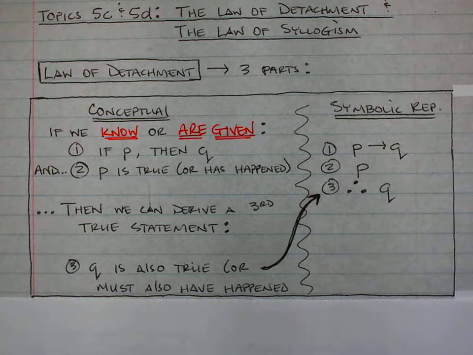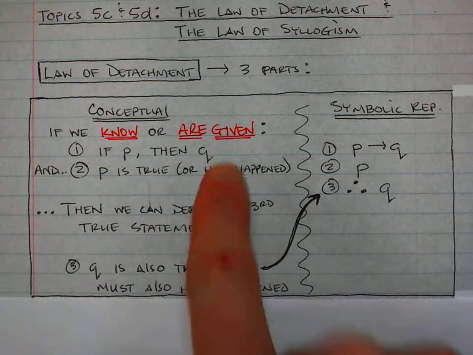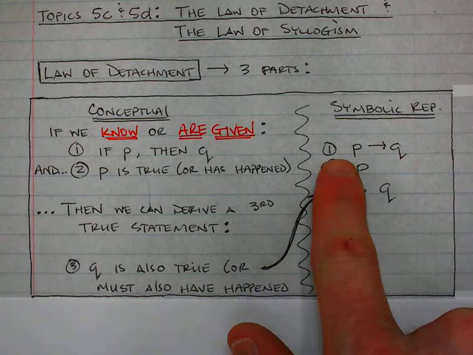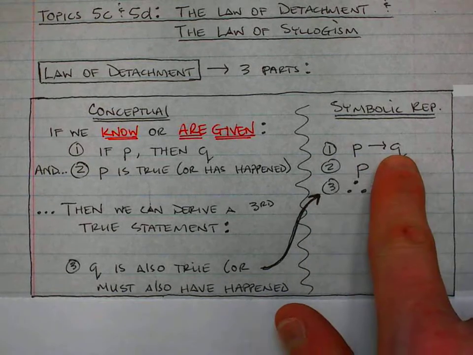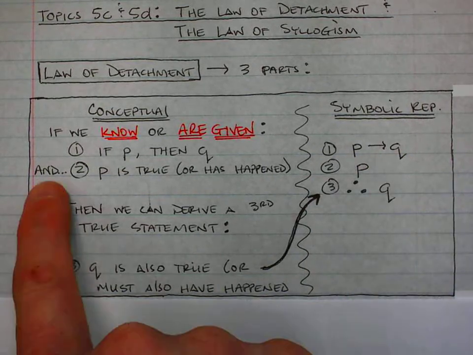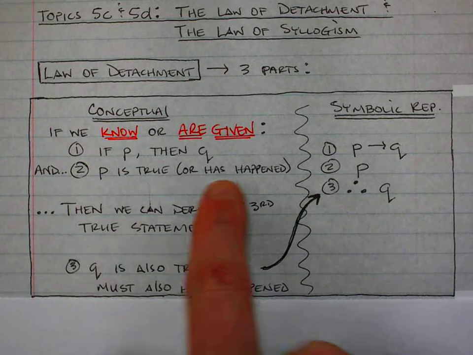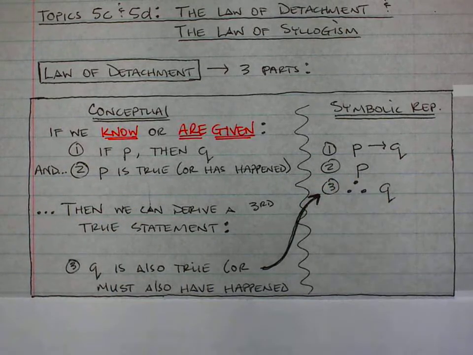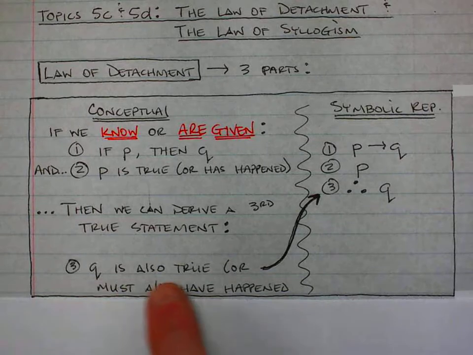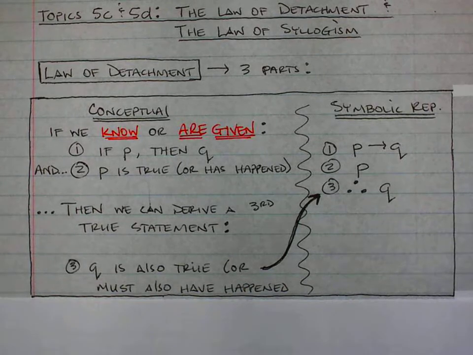of detachment. Given the following statements, if P is true or if P has happened, then Q is true or has happened. The symbolic representation for that statement would be right over here. And P is true or has happened, so we've got this representation right there. Then we derive a third true statement from those two facts, and that third statement is that Q is also true or must also have happened.